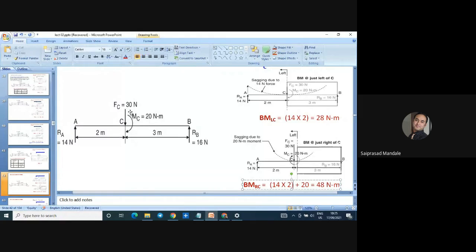It is rotating in the clockwise direction. So a clockwise moment is positive, so we are going to add the 20 to it.